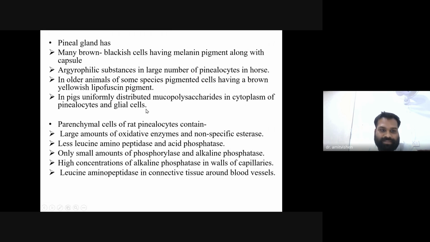If I talk about the parenchymal cells of the rat pinealocytes, they contain a large amount of oxidative enzymes and non-specific esterases. Less leucine aminopeptidase and acid phosphatase will be present in the parenchymal cells of the rat pinealocytes, and a high concentration of alkaline phosphatase will be present in the wall of the capillaries. These are some research points that someone has done on the pinealocyte that I have mentioned here.